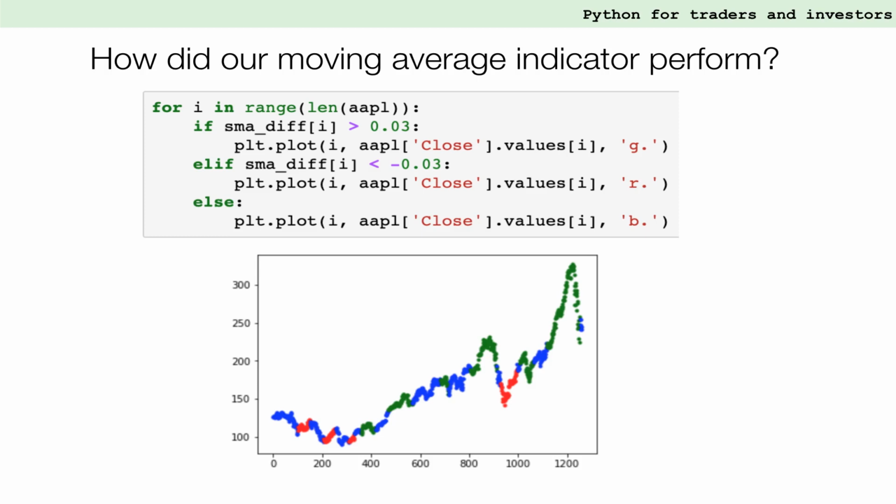Let's check how the strategy would have performed over time. In order to do this, we will use the direction of our moving average difference as an entry signal and exit n days in the future. This means that we actually end up with overlapping trades.